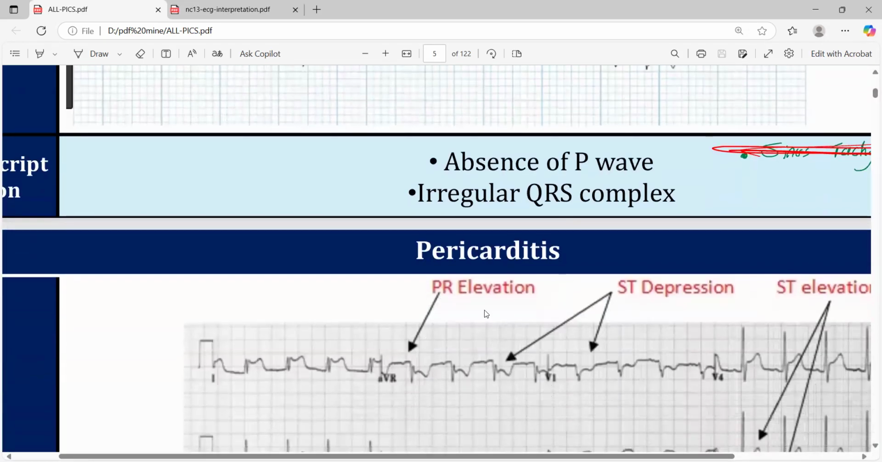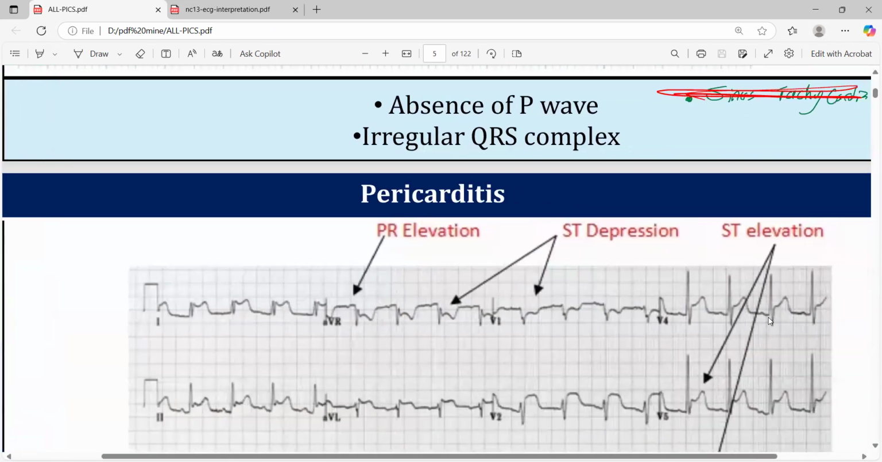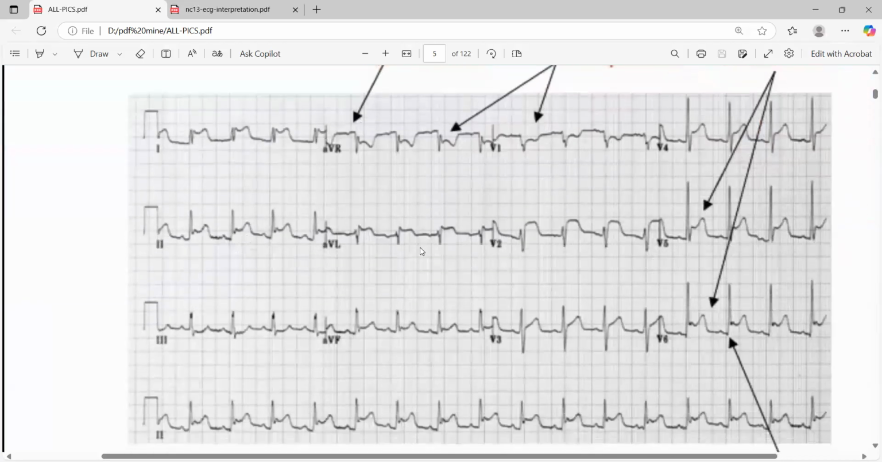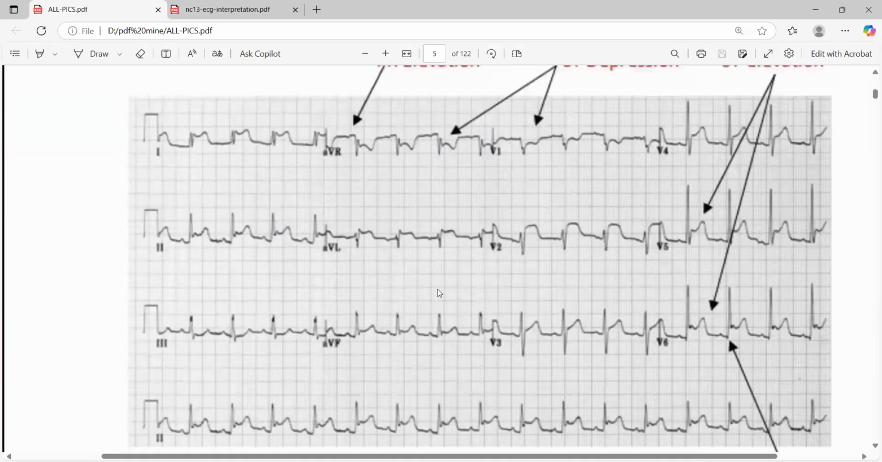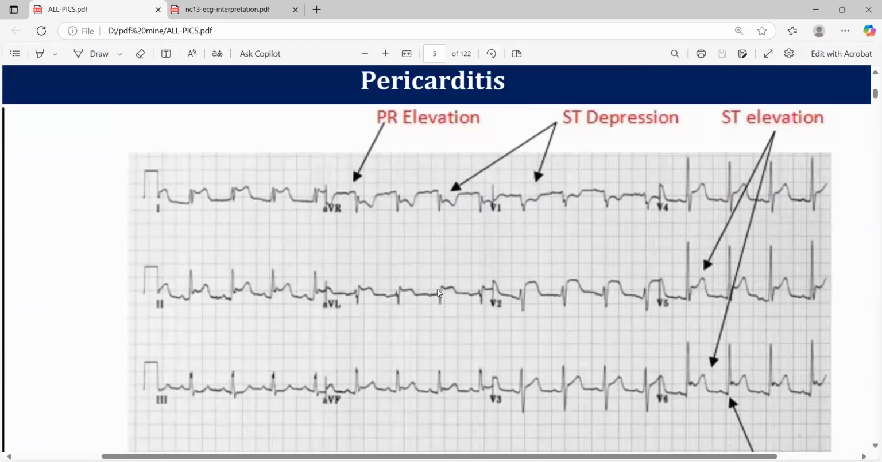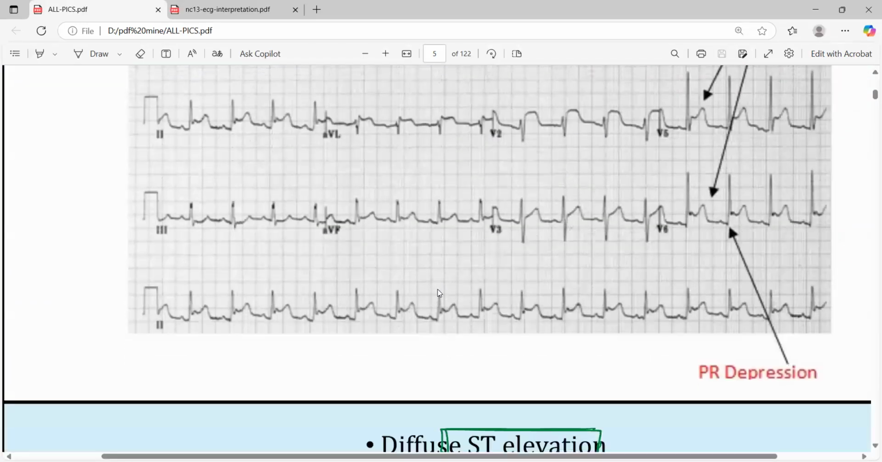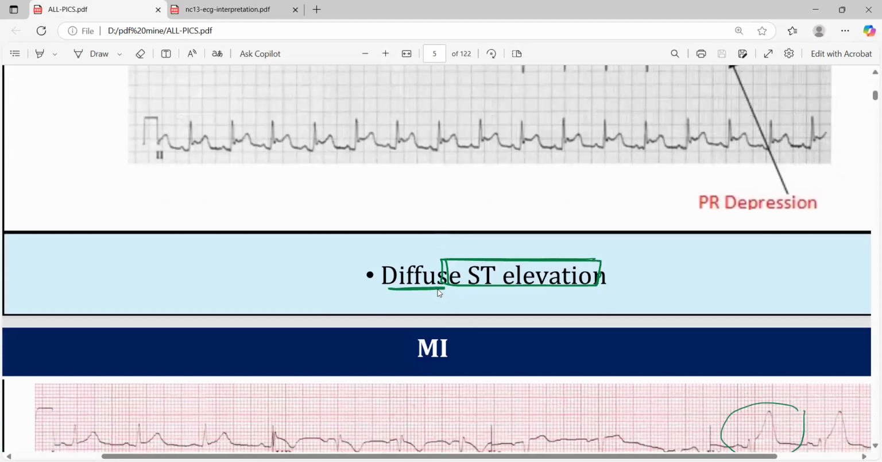Then comes pericarditis. There is PR elevation, ST depression, and ST elevation. So you can see there is ST elevation, and at the same time there is ST depression. So you can think, okay, why is there ST elevation and ST depression at the same time? If you figure out there is PR elevation, then this is pericarditis. And usually you can find PR depression as well. But the main thing you will be able to figure out is through some scenario that's given along with this ECG, that there is fever or something that can help you figure out this is pericarditis.